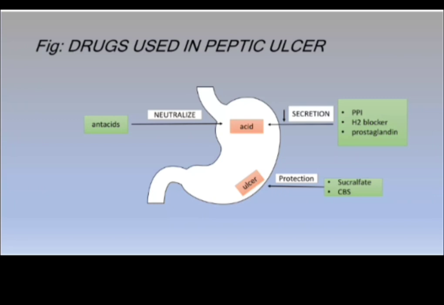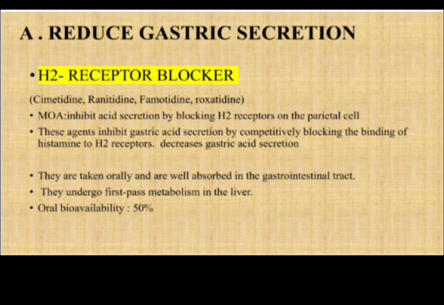First, antacids, which neutralize the acid in the stomach and thus prevent the ulcer formation. Second, drugs that reduce the gastric acid secretion. The H2 receptor blockers, cimetidine, ranitidine, famotidine, and roxatidine. Their mechanism of action is they inhibit acid secretion by blocking H2 receptors on the parietal cells. These agents inhibit gastric acid secretion by competitively blocking the binding of histamine to H2 receptors, decreasing the gastric acid secretion. They are only taken orally and thus absorbed in the gastrointestinal tract.